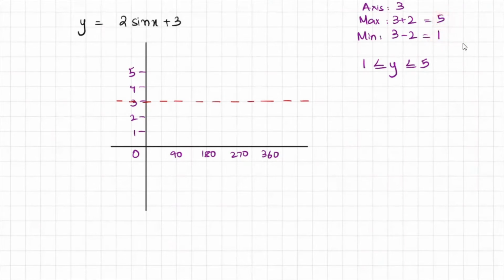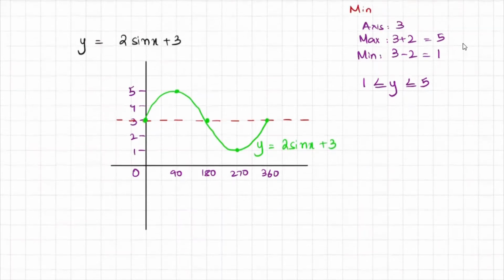Let's start plotting it. So we have this 3 starting point, which is the axis, 90 maximum, then again the axis, then the minimum, and then again the axis. So let's make them in a curve. Let's join them. And this is the graph of y equals 2 sine x plus 3, as simple as that.